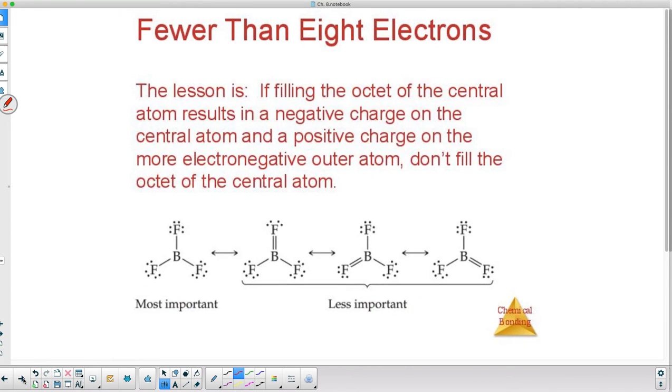So that's fewer than 8 electrons. It says filling in the octet for a central atom results in a negative charge on the central atom and a positive charge on the more electronegative outer atom. Then the central atom doesn't get the octet. It just gets less of an octet. That's what the lesson is. That's what the point is.